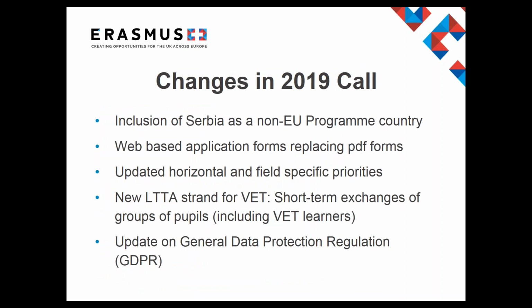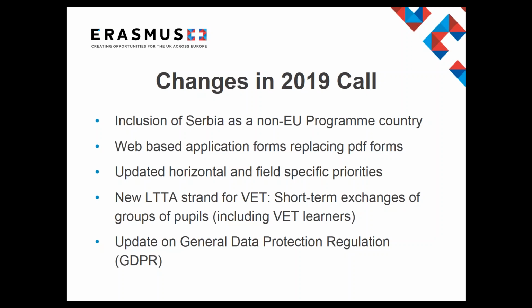Now we will draw your attention to some changes applicable for the Call 2019. The most important change in the Call 2019 is a web-based application form, replacing PDF forms used in the previous calls. Another noticeable change is that starting from the Call 2019, Serbia is no longer a partner country, but is eligible to participate in Erasmus Plus activities as a non-EU program country.